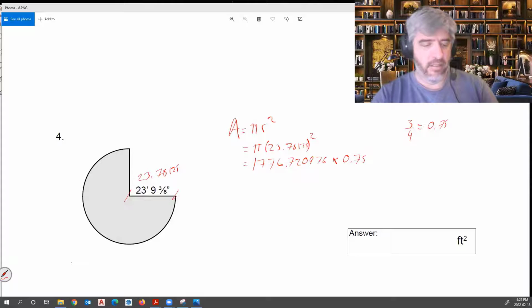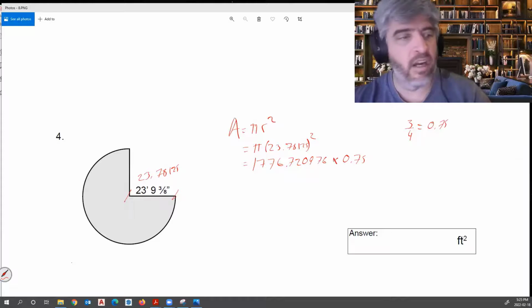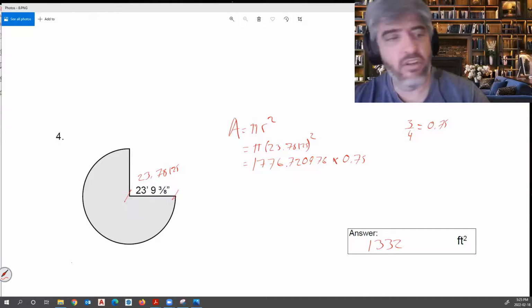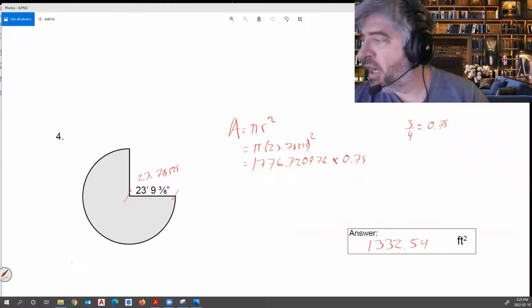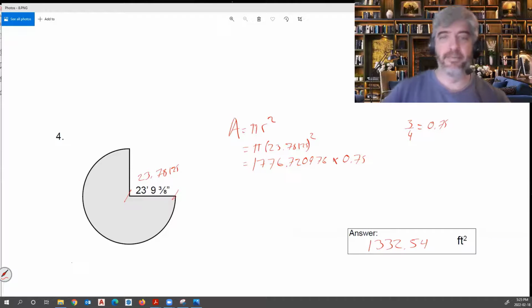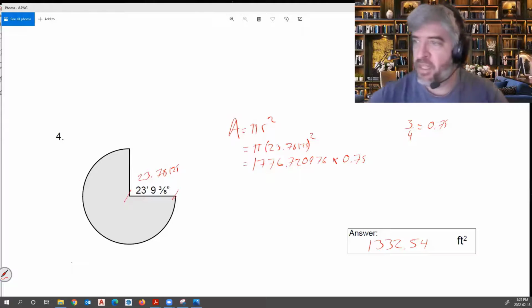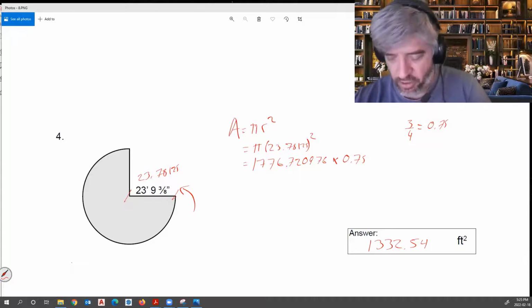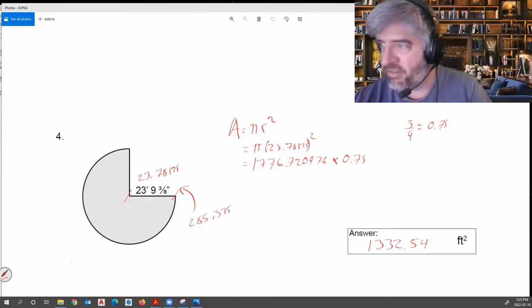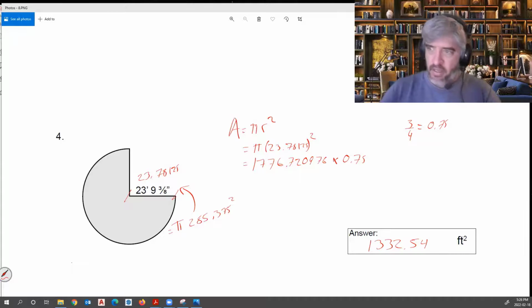Oh, damn it. Forgot my point. Times 0.75. And that gives me a final answer of 1332.54. And that's it. If you did this in inches, let's say 23 times 12 plus 9, right? Let's just do this in inches real quick, which is 285.375. So plug this into my formula, which would just be pi times that squared.